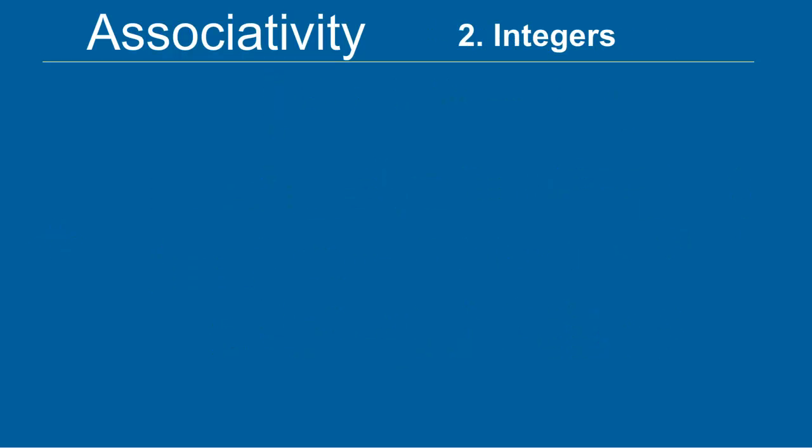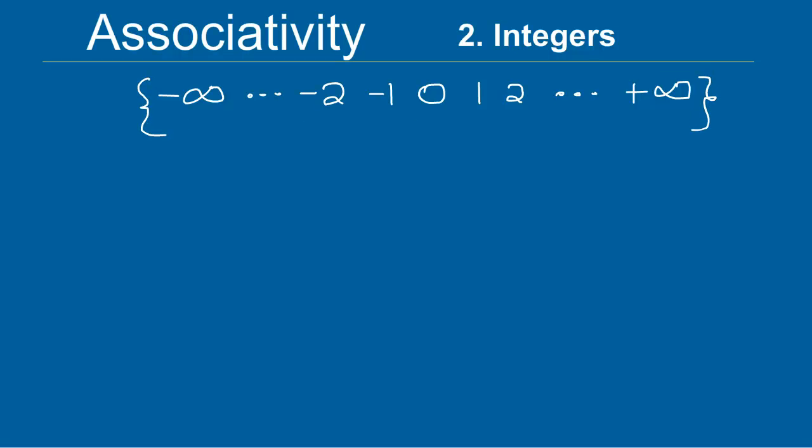Now let's move on to integers. So what are integers? Integers are simply numbers that start from minus infinity and go all the way to minus 2, minus 1, 0. Then on the positive side, we have 1, 2, 3, all the way to plus infinity. It is this collection of numbers that we know as integers. Now we will check the associative properties for integers for 4 operations: addition, subtraction, multiplication, and division.